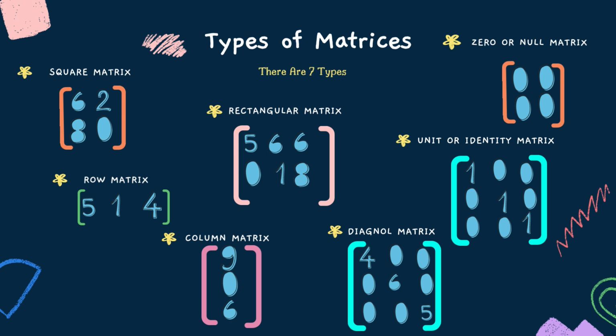Next, the rectangular matrix is a matrix in which the number of rows and the number of columns are not equal. Diagonal matrix is a matrix in which every non-diagonal element is 0. Next, the unit or identity matrix is a square matrix in which every diagonal element is 1 and every non-diagonal element is 0. The last but not the least, the zero or null matrix, in which the elements are zeros.